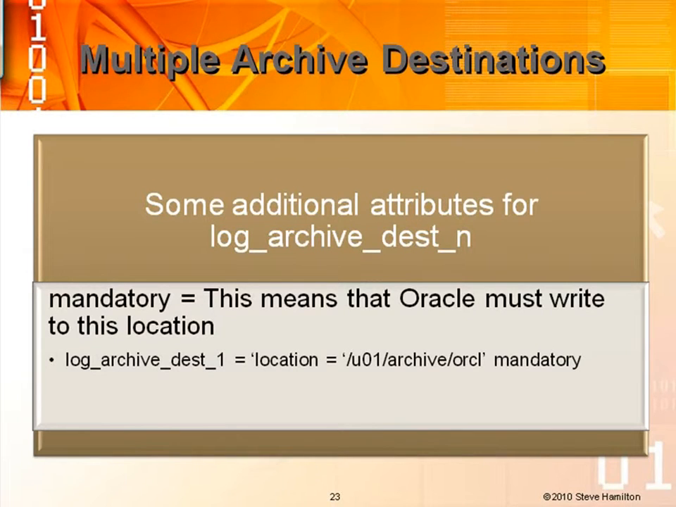When we specify additional attributes for archive log destinations, we can specify those attributes as mandatory or optional. This is an example of specifying that a destination is mandatory. Log_archive_dest_1, that location, /u01/archive/oracle, is a mandatory location, which means we have to be able to write to that destination.